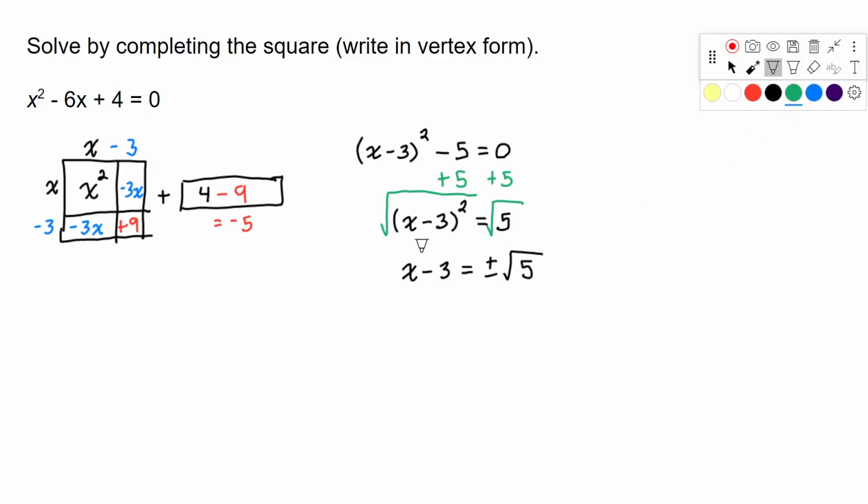Going back to the left side of my equation, I have x minus 3. What I want to do is add 3 to both sides. Now, that 3 is not inside of a square root. I cannot add it to the 5. Instead, what I'm going to do is write that x equals 3 plus or minus the square root of 5. And this is what we call the exact answer.